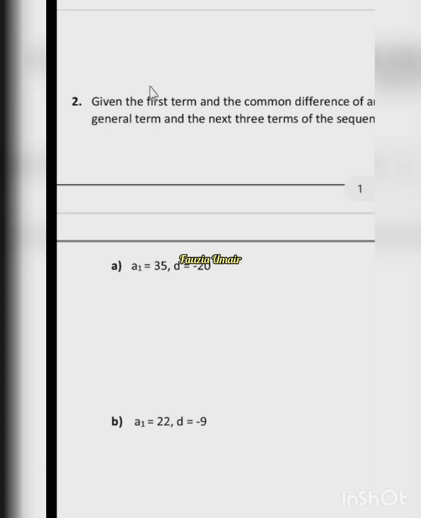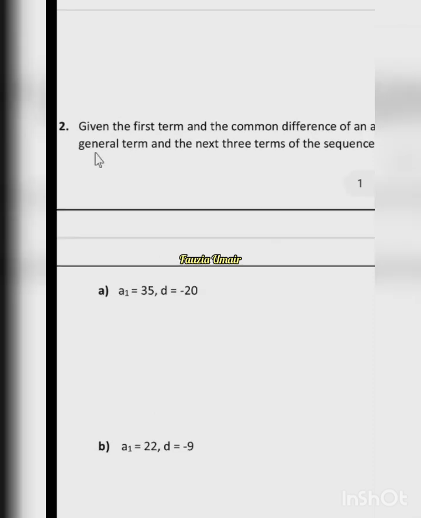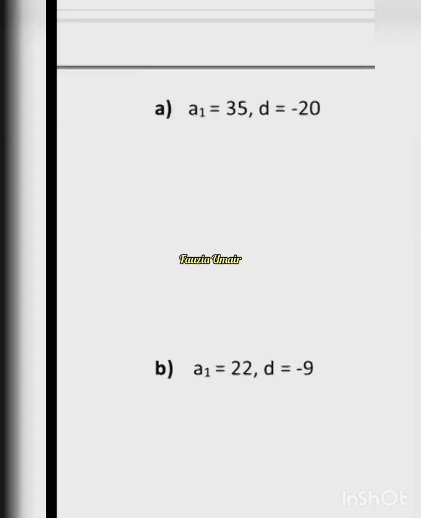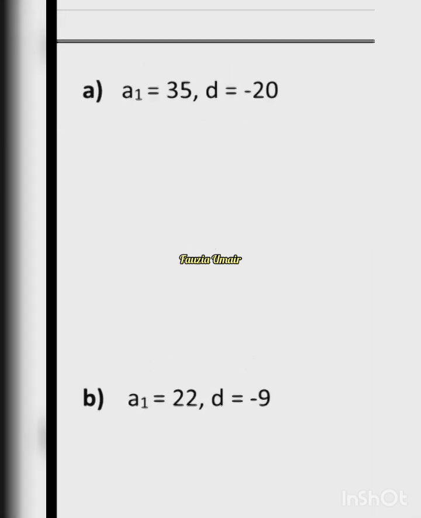So moving on to question number 2. Question number 2 is, given the first term and the common difference, you need to calculate the general term formula and the next 3 terms of the sequence. So how can I calculate the general term formula for this sequence? A1 is given, D is given. Can I calculate the general term formula? Yes, ma'am, we will use it.